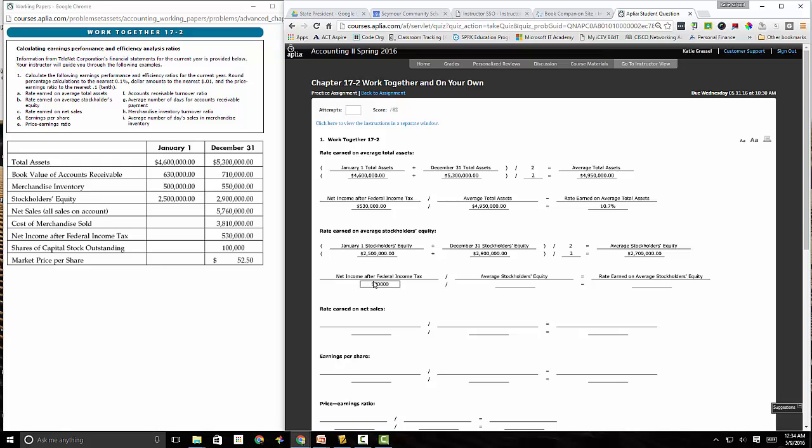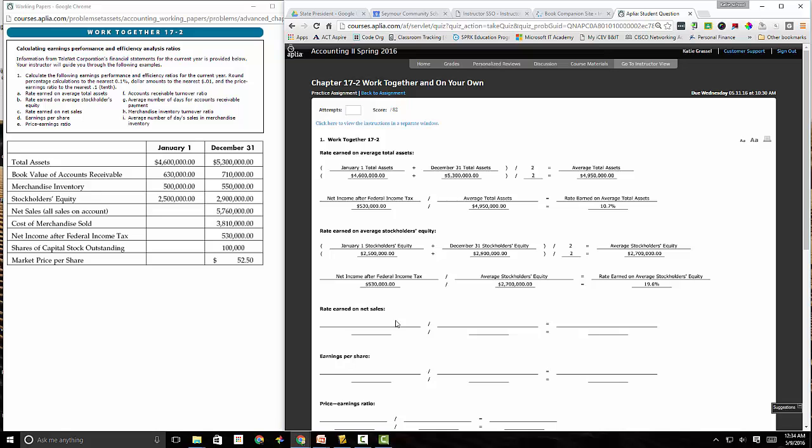530. Average stockholders' equity, 2,700,000. My rate earned is going to be then, plugging that into my calculator, 19.6%.